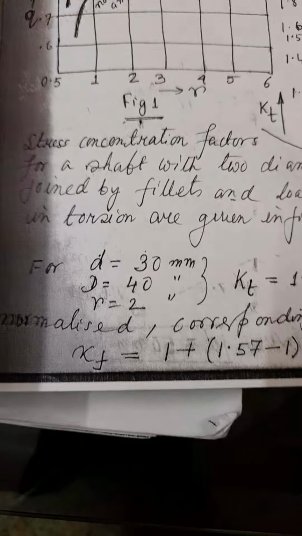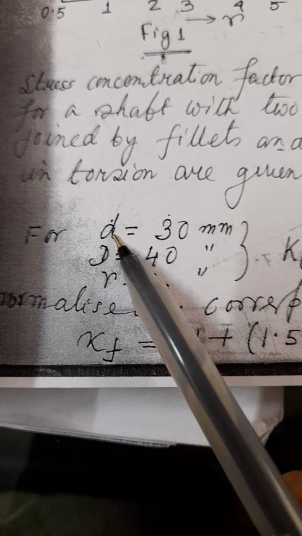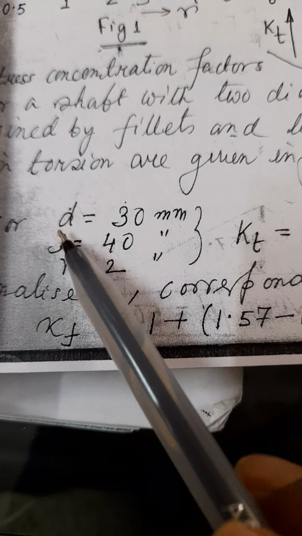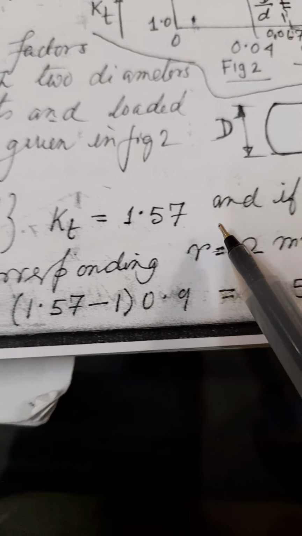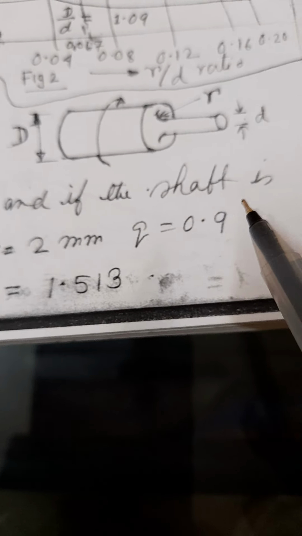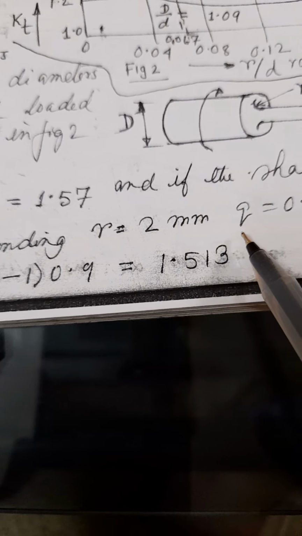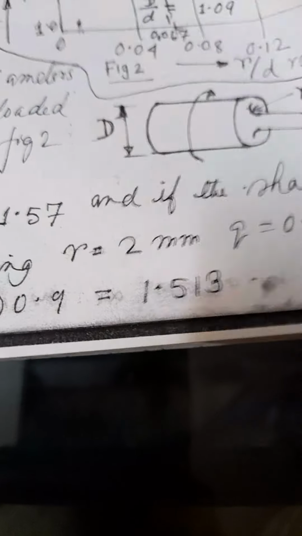Okay. Now for D equal to 40 mm, this is the capital D, and small d equal to 30 mm, r is equal to 2 mm, Kt will be equal to 1.57, and if the shaft is normalized, corresponding to r equal to 2 millimeter, q is equal to 0.9, and Kf will be equal to, from this formula, 1.513.